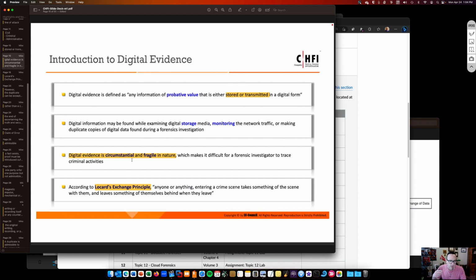Internal, external. There's a concept here called Locard's exchange principle. This actually comes from the physical side of the house, more of physical forensics. The idea is anyone leaving or entering a crime scene takes something with them, as well as leaves something behind. So the perpetrator, or even other investigators, first responders. And this, of course, will cause a lot of confusion and issues with the crime scene. But think of this in terms of digital.